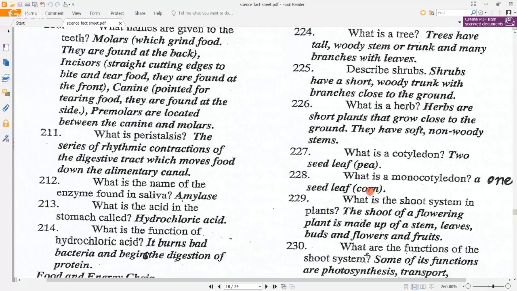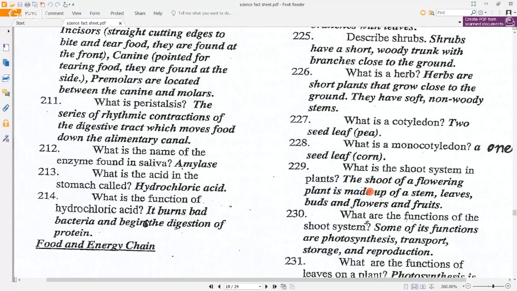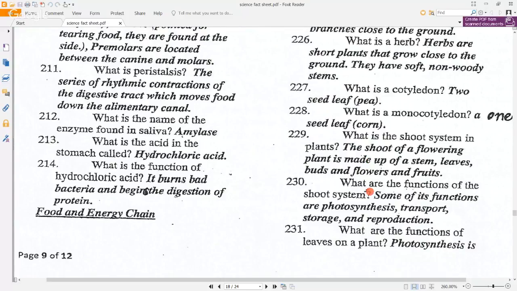229. What is the shoot system in plants? The shoot of a flowering plant is made up of a stem, leaves, buds, fruits, and flowers. What are the functions of the shoot system? Some of its functions are photosynthesis, transportation, storage, and reproduction.